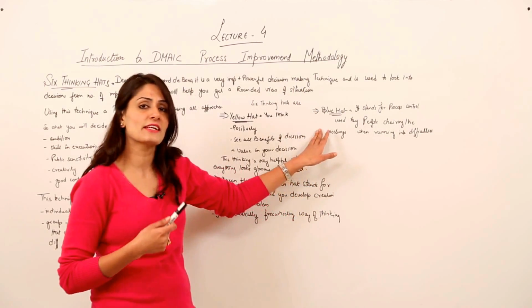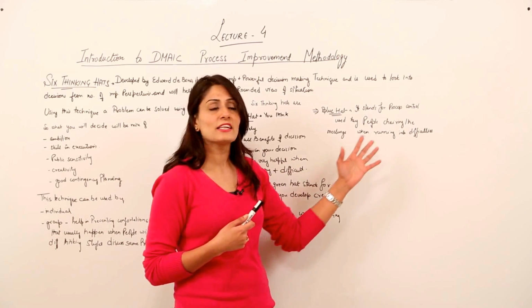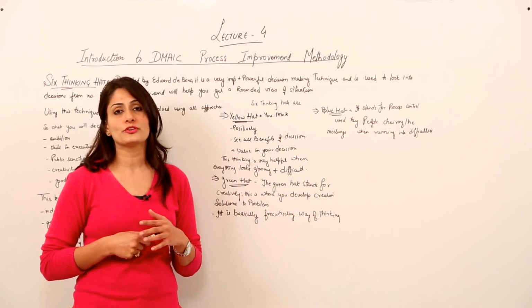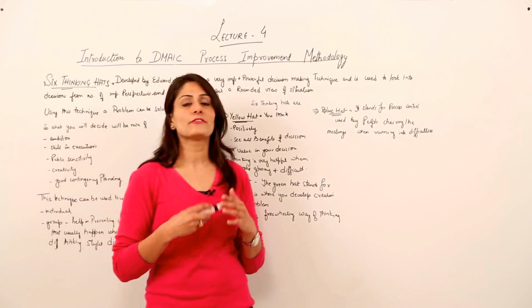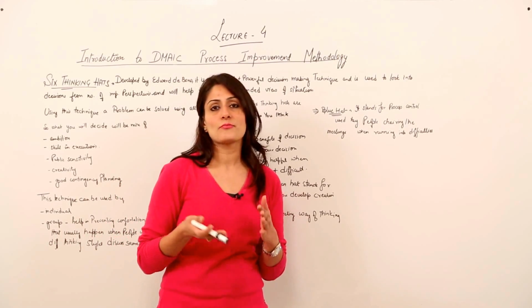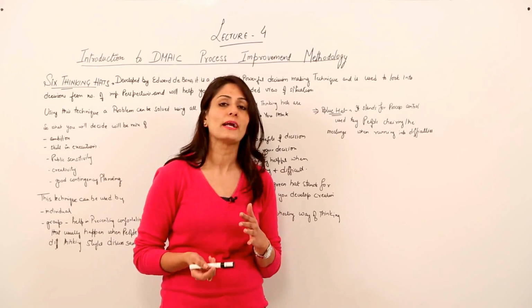Finally, this is our sixth hat. It stands for process control and is used by people chairing the meetings when running into difficulties. For example, if the team is running dry of new ideas, they will ask members to wear the green thinking hat and come up with new ideas.